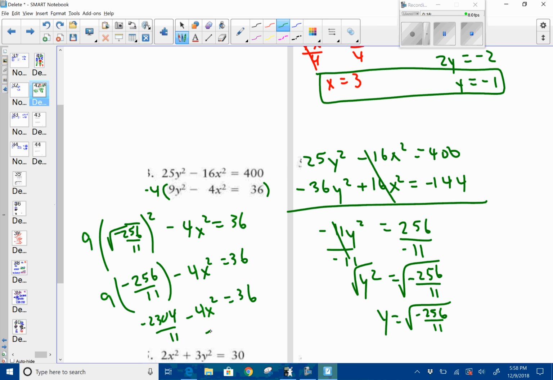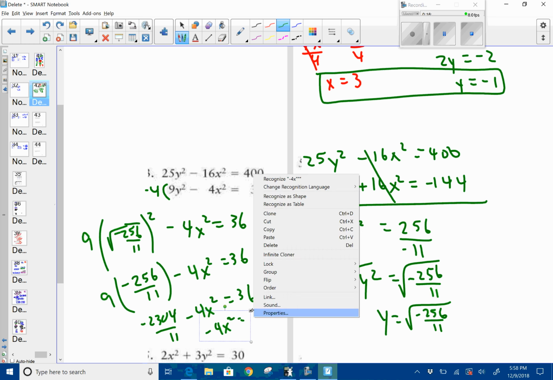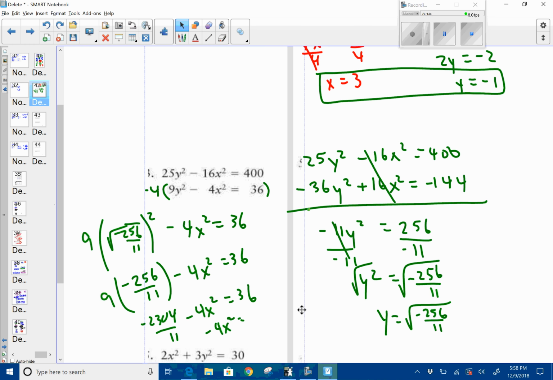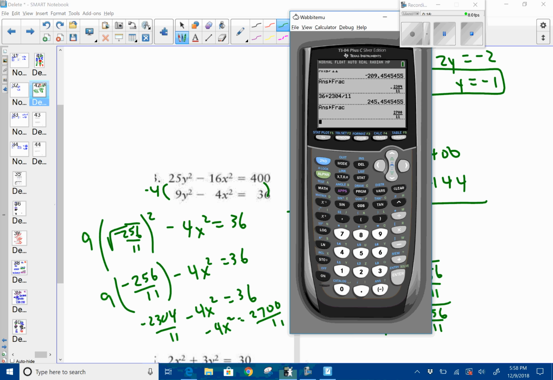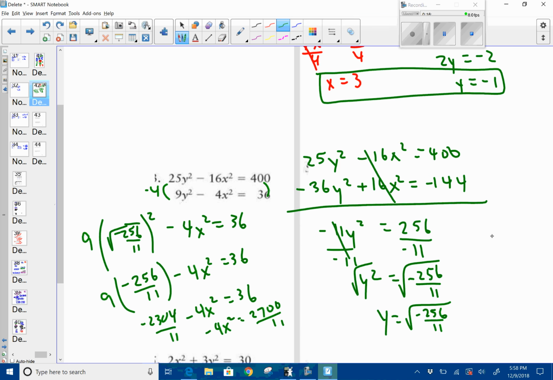So I'm going to get negative 4x squared is equal to 2700 over 11. Divide both sides by negative 4. I hate this problem. So I get x squared is equal to negative 675.